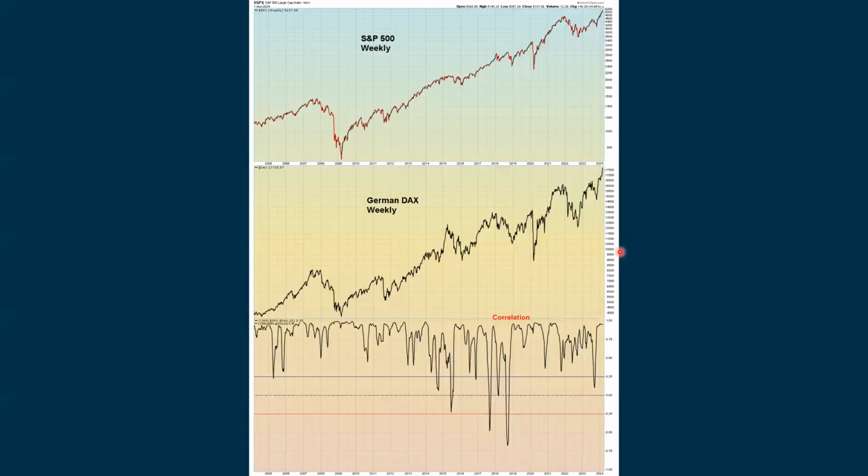And then we look at a weekly chart of the S&P on top, a weekly chart of the German DAX in the middle area, and we can see that they're having a pretty strong correlated relationship right now. So if Germany's going up or down, the S&P is likely going up or down too on a weekly basis.